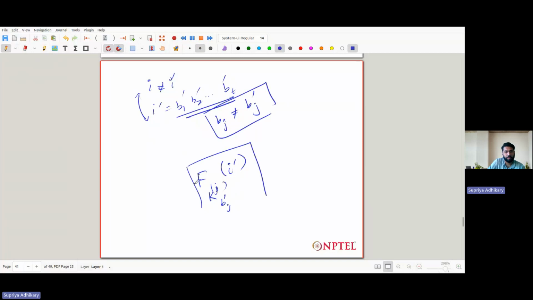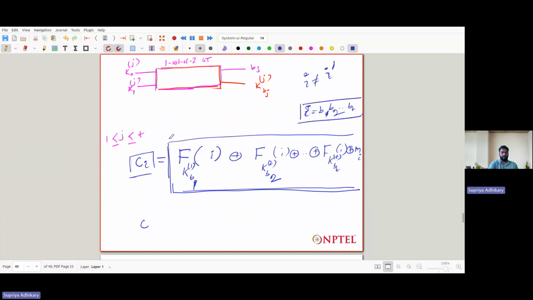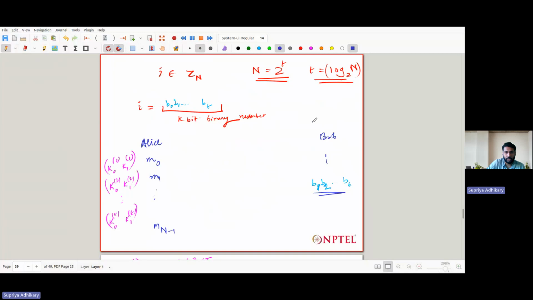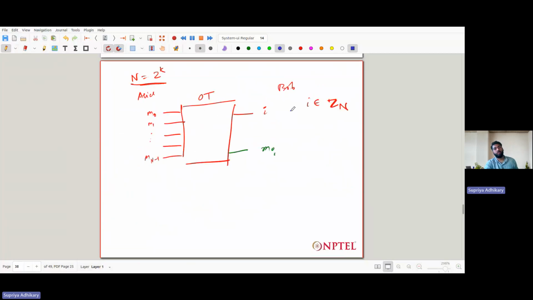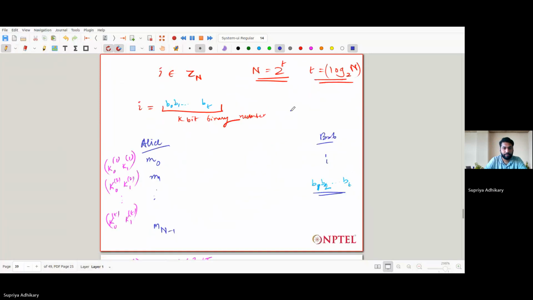So Bob cannot compute this value, and if Bob cannot compute this value, then Bob cannot really reconstruct this message MI. So therefore, Alice and Bob can convert this one out of two OT protocol to one out of n OT protocol. Now over here, as you can see, the number of pairs that Alice generated is log n. Only log n many pairs have to be generated by Alice.